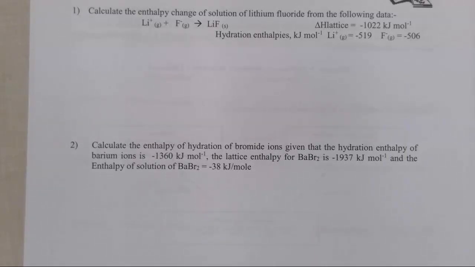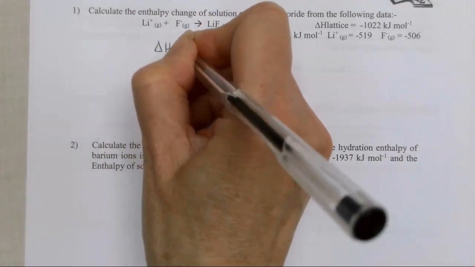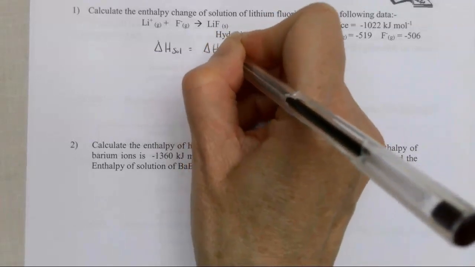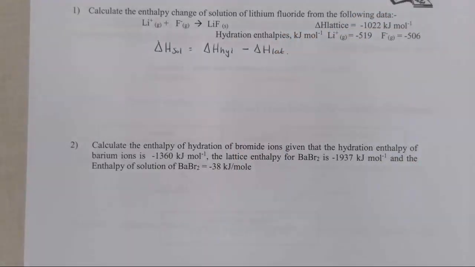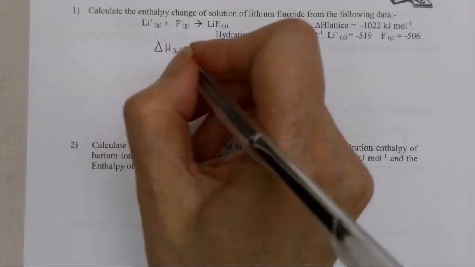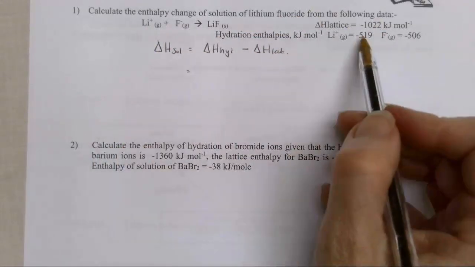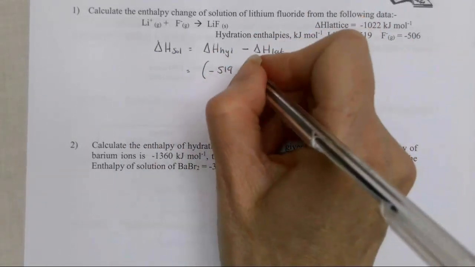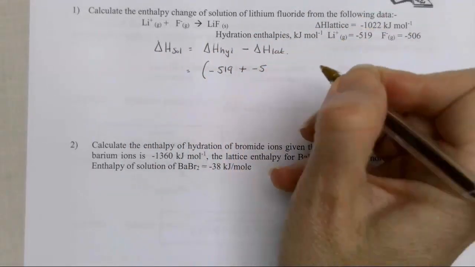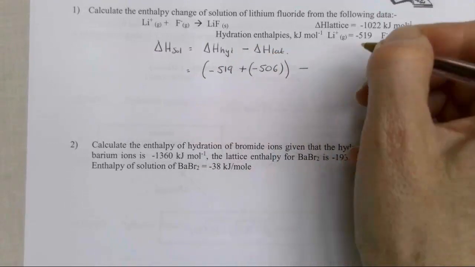Okay, so we're looking to calculate the enthalpy change of solution of lithium fluoride, and we're given some data to do that. So I'm going to write down my equation first of all. Delta H solution is equal to delta H hydration minus delta H lattice. Now I can break that down into different bits, or I can do it all in one line. It really doesn't matter. So I've got my hydration, and I'm going to hydrate one lithium ion and one fluoride ion, and I've given the numbers for those there. So that's minus 519, one lot of that, and one lot of minus 506. So those are my two ions, which I'm going to hydrate, and I'm minusing the lattice.